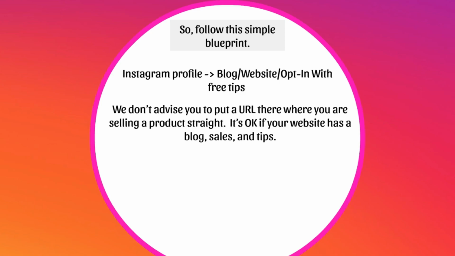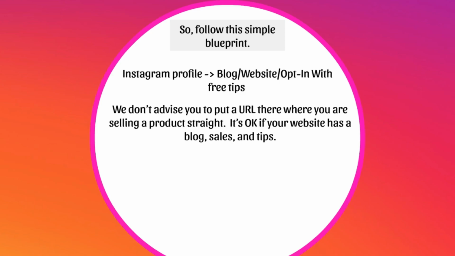So we don't advise you to put a URL there where you're selling a product straight. It's actually better if that link is going to your blog or a content piece with tips, maybe tips on scuba diving, the top 10 things you shouldn't do as a newbie scuba diver, or the top 10 gear that I use. If you think about that, you're telling them the gear that you use, and maybe you link them to affiliate links like Amazon affiliate links. So you're indirectly making money by providing free content. That's another method of indirect selling.